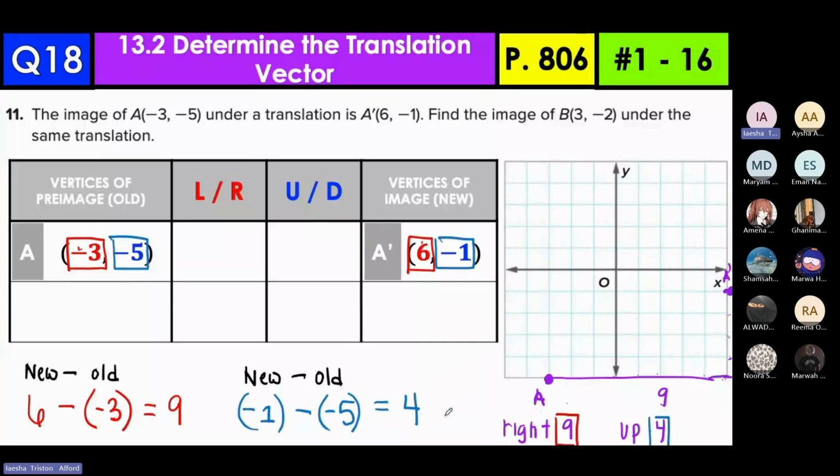Yes. Okay, so if we want to describe the vector, we know the vector for this thing should be +9 and +4. This is our vector. We're going to use the same vector to figure out about b. So if I want to get from -3 to +6, we added how much? 9. If I wanted to get from -5 to -1, okay, you can add 4.